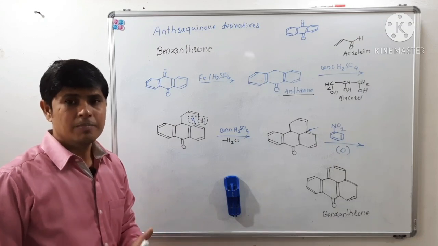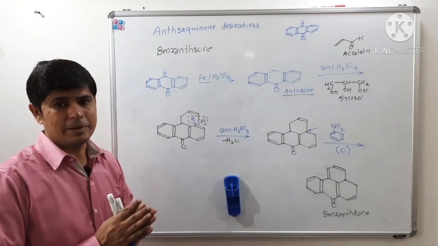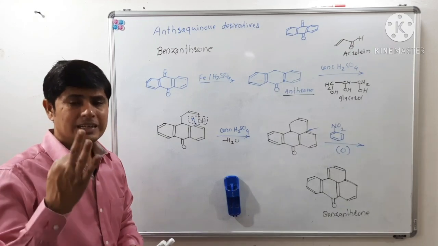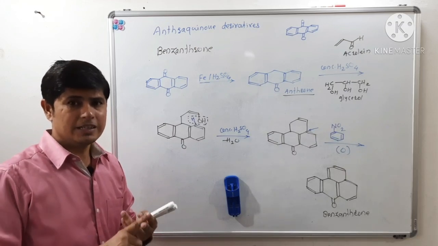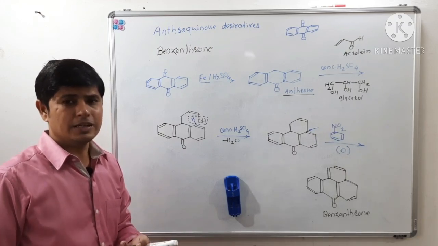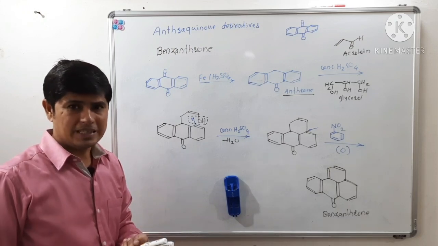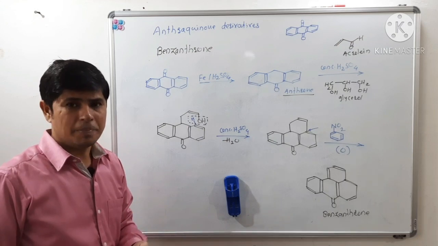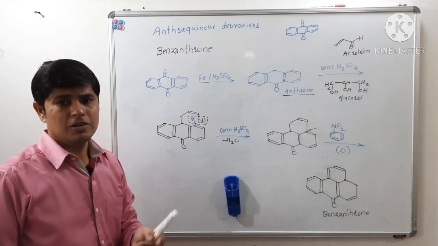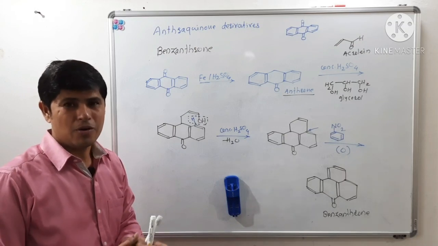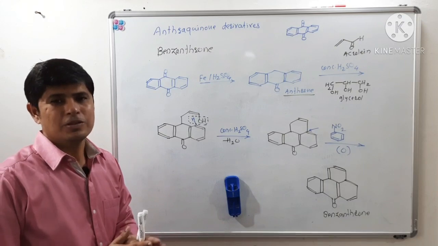Then we have seen the preparation of some selected dye intermediates. There are three types of dye intermediates. One is benzene derivatives, second one is naphthalene derivatives, and third one is anthracene derivatives. So we have seen the preparation of benzene derivatives, naphthalene derivatives, and anthraquinone derivatives one by one. I hope you have understood this chapter completely. So we will stop here.